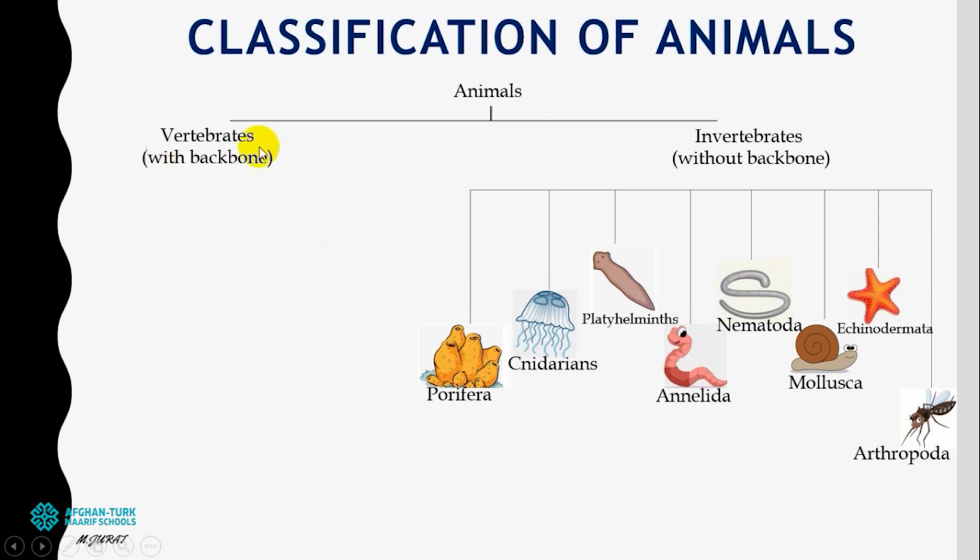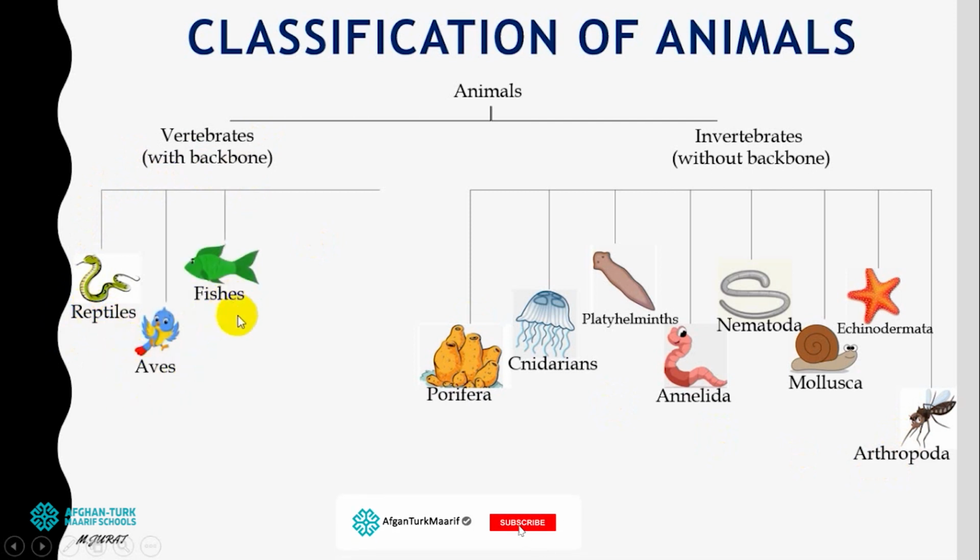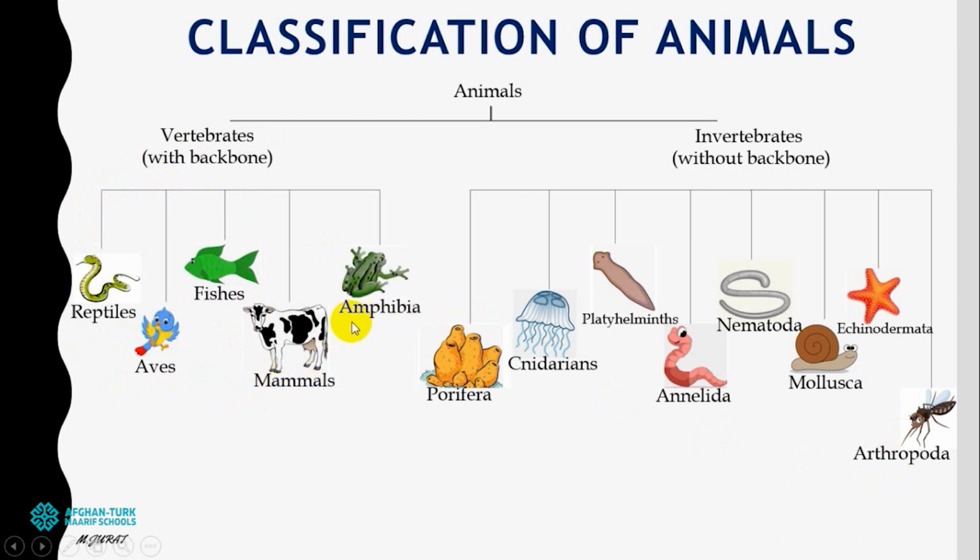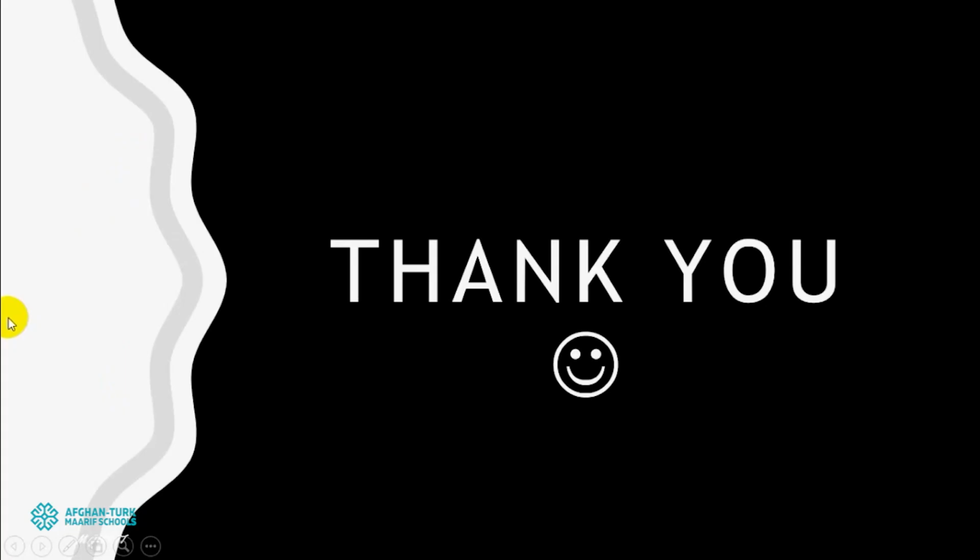Further, they divide vertebrates, or animals with backbone, into reptiles like snake, apes or birds, fish or pisces, mammals, and amphibians. So that was all about characteristics of animals.